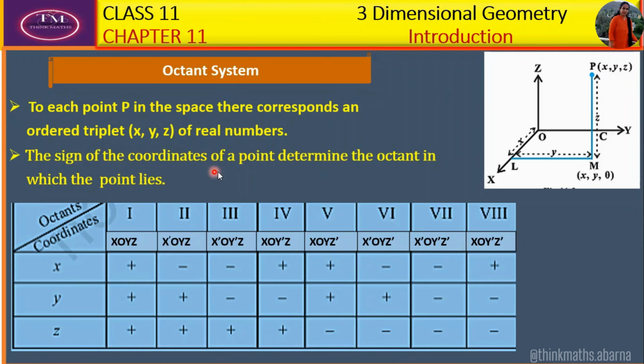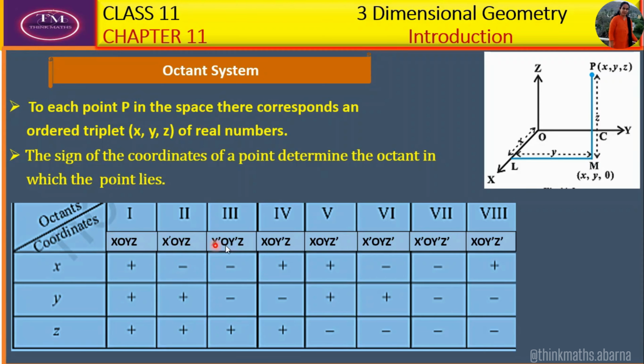The signs of the coordinates of the point determine the octant in which the point lies. Suppose the coordinates are all positive. Then it lies in X O Y Z and its octant is the first octant. The second octant means its signs will be minus, plus, plus. The x coordinate will be negative and the y and z coordinates will be positive, because if you check the name, it is X dash O Y Z. If you have a dash on the variable, then it takes the negative sign.